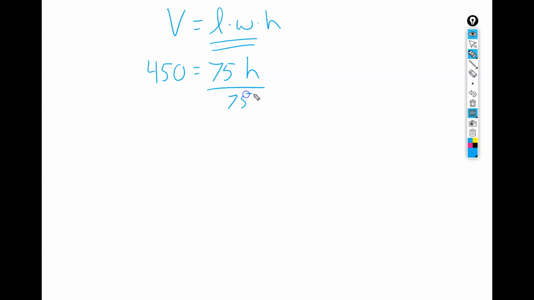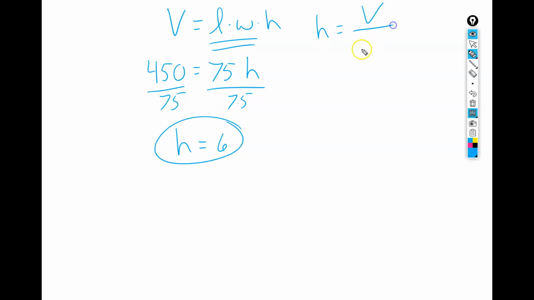So I need to divide both sides by 75 and the height is 6. Or I could have used my formula and done volume divided by length times width, which would be 450 divided by 75, which again gives me the height of 6 inches.